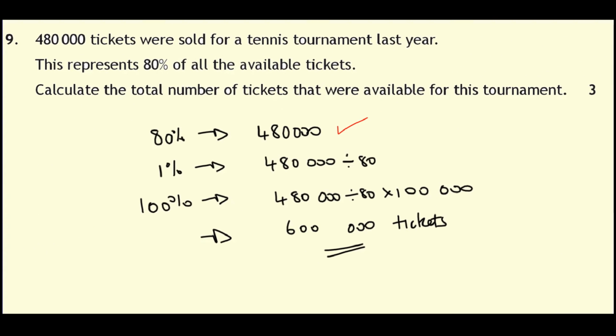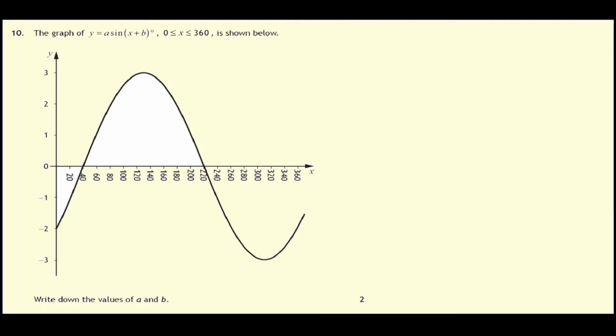Okay, so question number 10 is a trigonometric graph question. We're presented with a graph here, and we're told the equation is y equals a sine bracket x plus b. Having a look at it, a is your amplitude. Remember, amplitude is just the top to the bottom and then divide by 2. In our case, we've got it going from minus 2 all the way up to 3, so that would be a distance of 5. If we divide that by 2, that's going to give us 2.5. So a is the value 2.5.